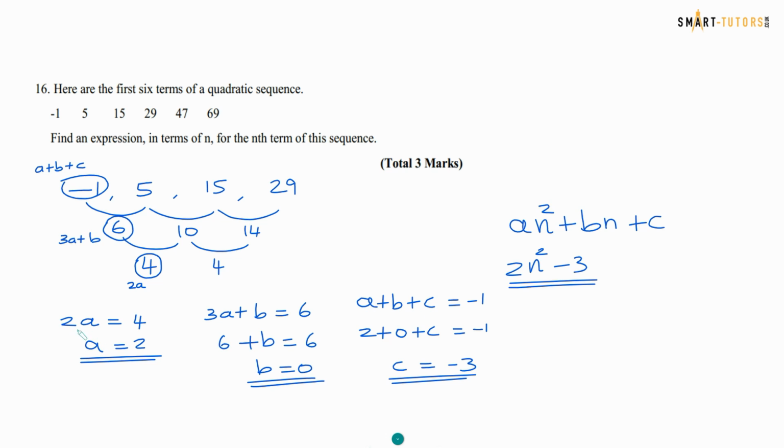From 2a, you can easily find a equal to 2, then substituting, 2 times 3 is 6 plus b equals 6, so b equals 0. Then a plus b plus c equals minus 1, so a equals 2, b equals 0, and c equals minus 3. The general formula for the nth term of a quadratic sequence is an squared plus bn plus c. Substituting, a equals 2, so 2n squared minus 3 because b is 0. So that is the answer for question number 16.